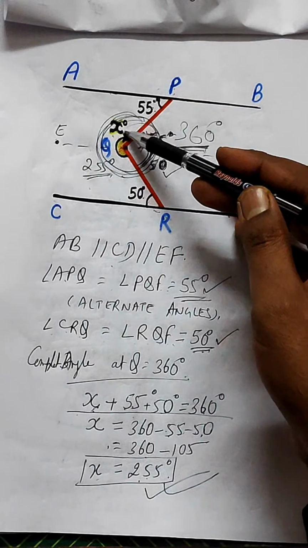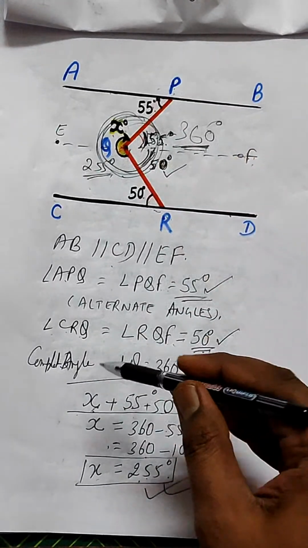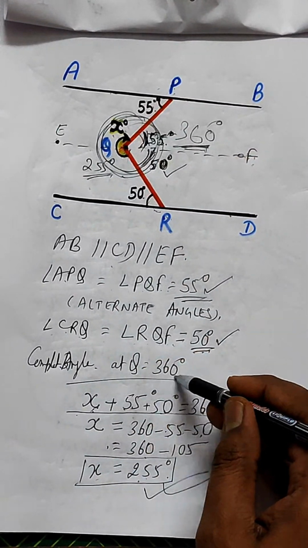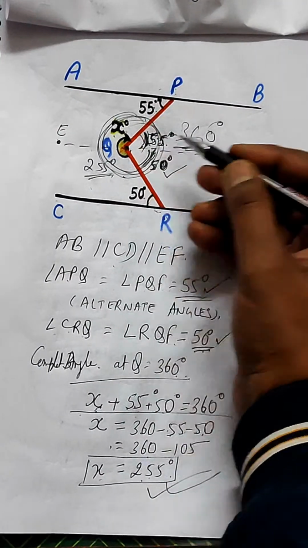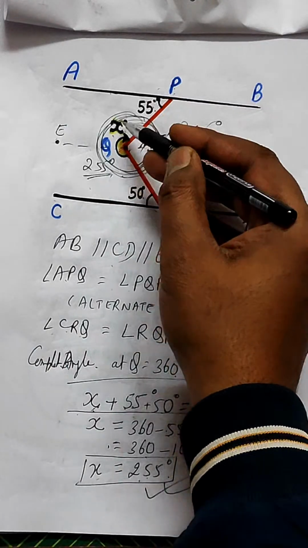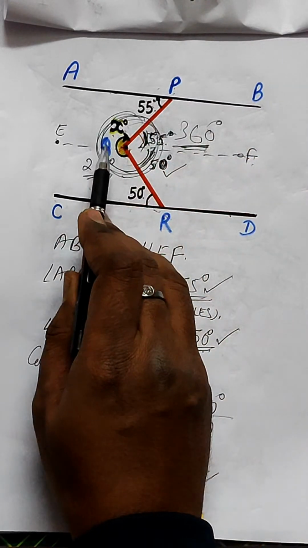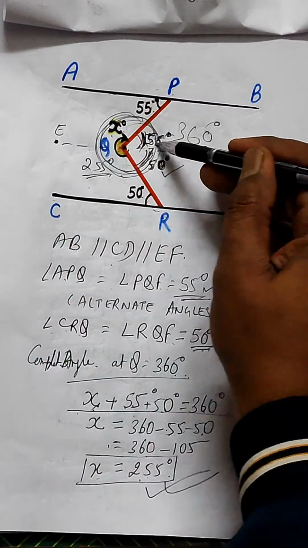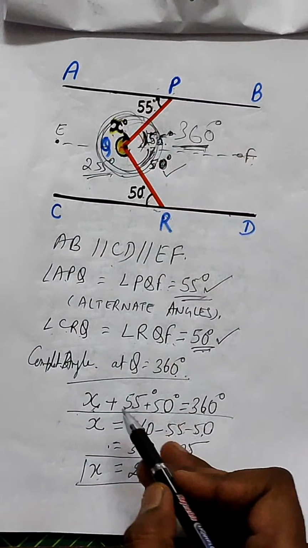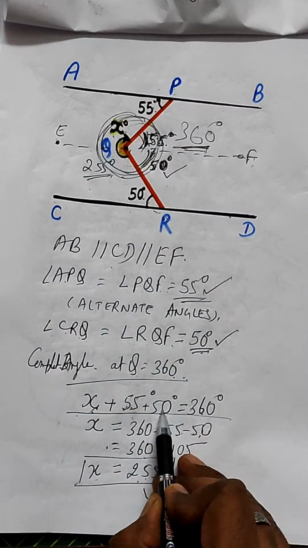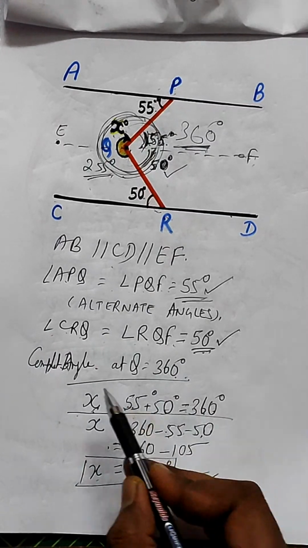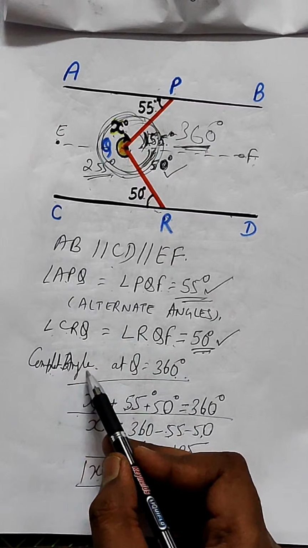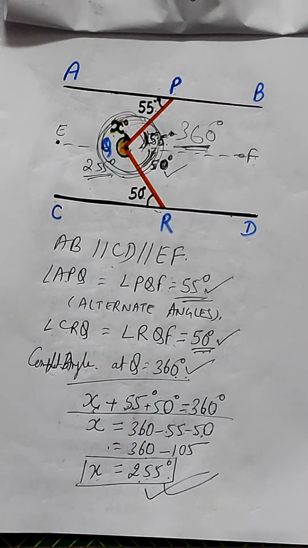So how will we find x? We know that any complete angle sum is equal to 360 degrees. So at Q, you can see three angles are forming. One is x on the left hand side, and two angles, 55 and 50. So x plus 55 plus 50 will add up to 360 degrees. That's why I have written over here that the complete angle at Q is equal to 360 degrees, right?